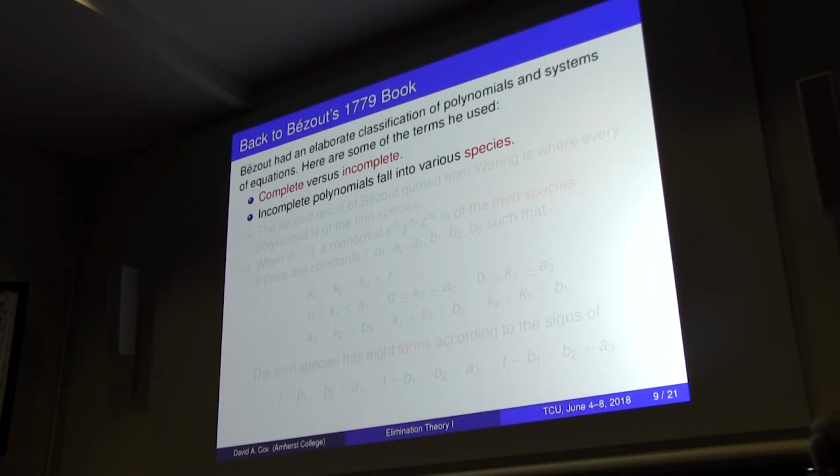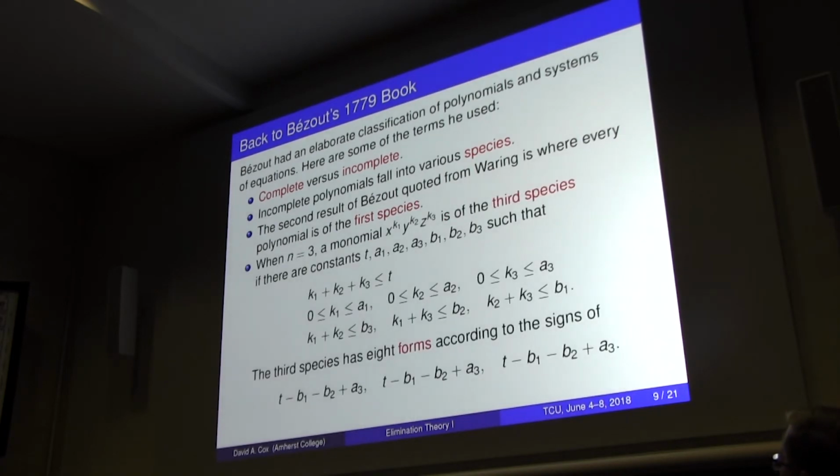So we actually had these various species, and so, for example, the second result of Bezout that I quoted in Waring, where you put the bounds on each individual degree, that's basically an incomplete polynomial of the first species. And so that's how he did it. But I want to talk about the third species, because that leads to some fun stuff.